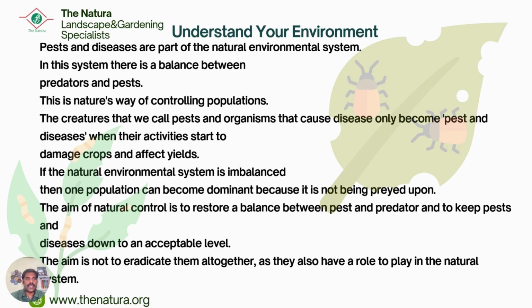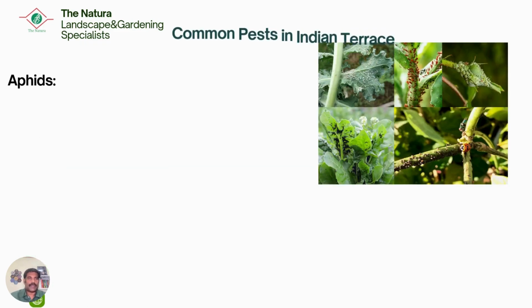because it is not being preyed upon. The aim of natural control is to restore a balance between pest and predator and to keep pests and diseases down to an acceptable level. You see, we cannot eradicate them, but we can bring them down to an acceptable level. So the aim is not to eradicate them, as they also have a role to play in the natural ecosystem.